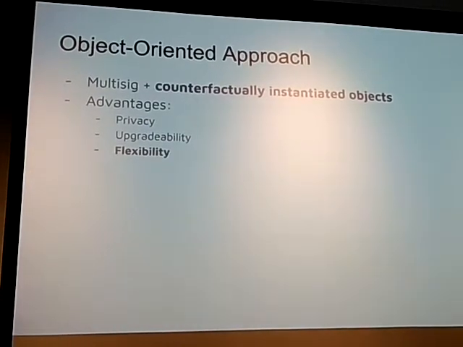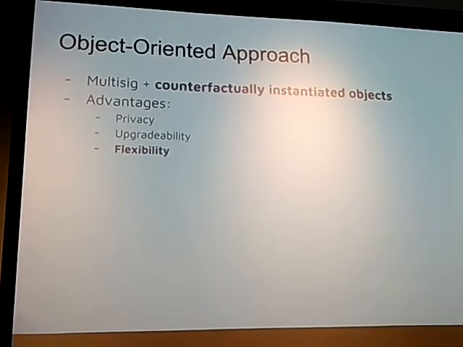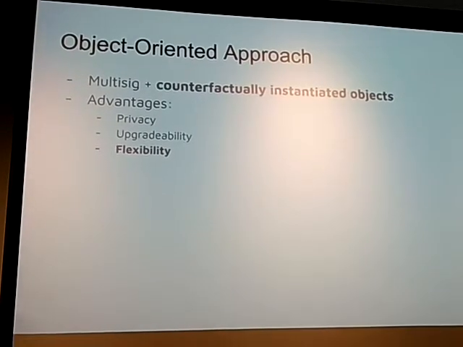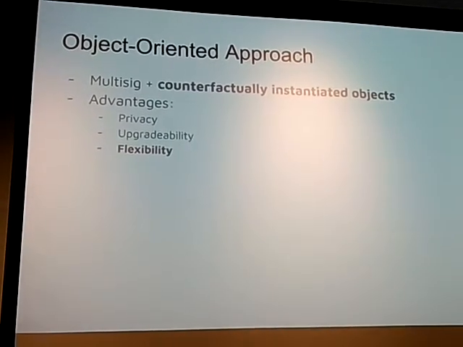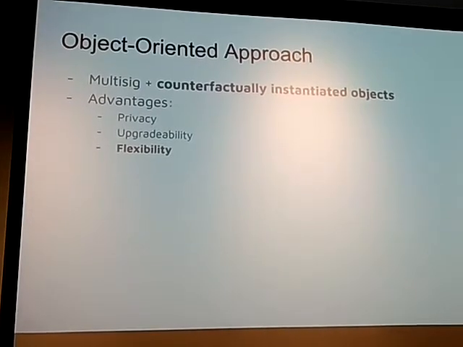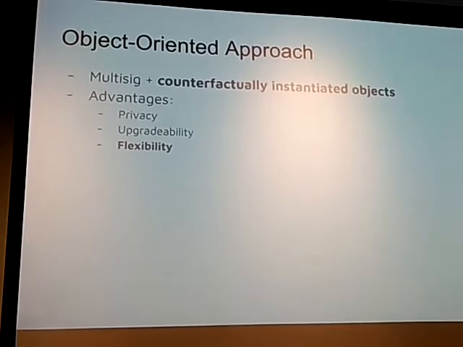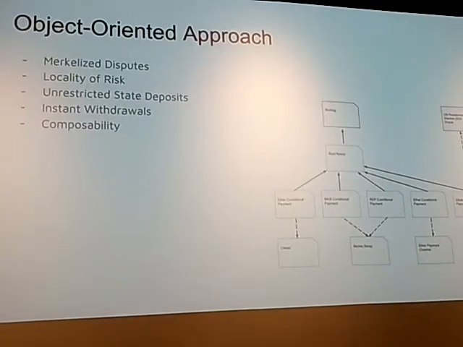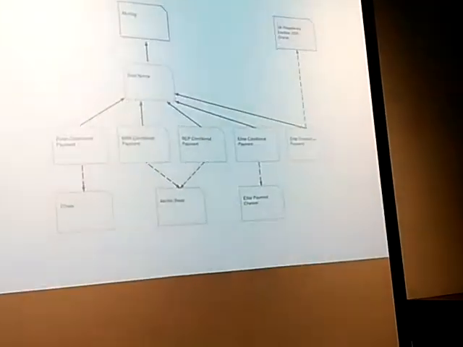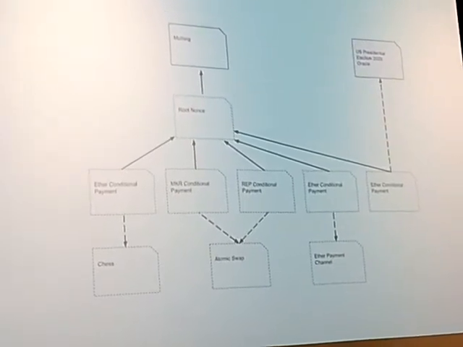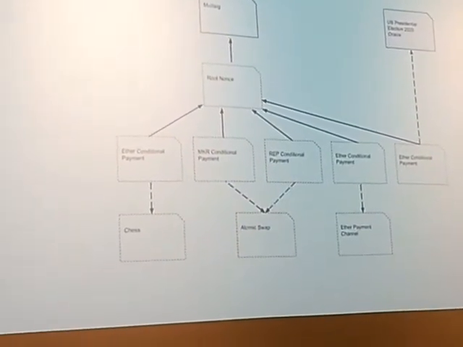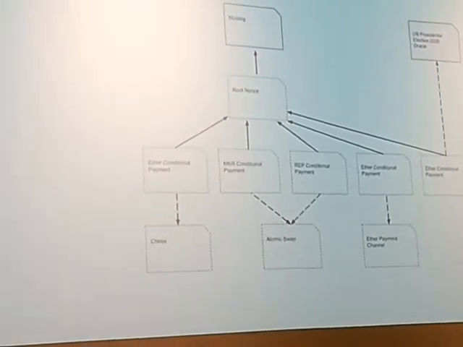For the choice of using counterfactually instantiated objects, what we get here is a lot of flexibility, because we can arrange these things in whatever way we want, right? These are some of the examples of the specific advantages that we get from this flexibility. So the first one, localized dispute. I'm just going to go through all of them quickly.